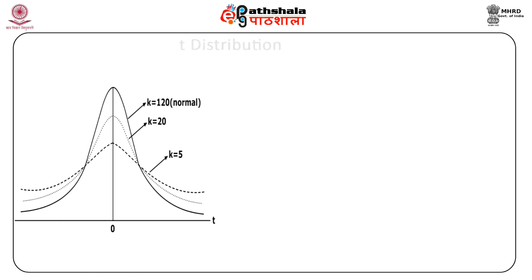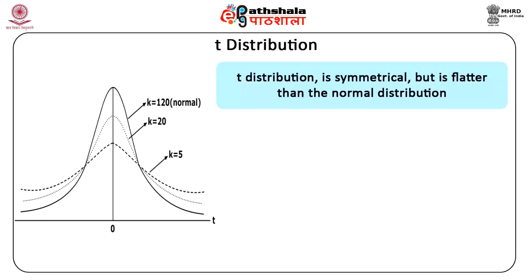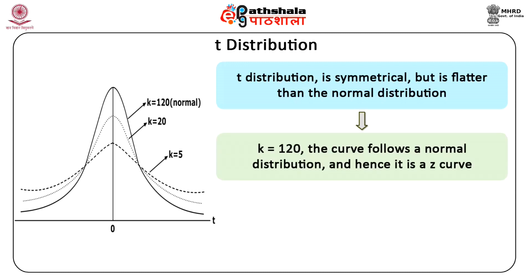The t distribution has been depicted in the figure. The figure shows the t distribution for selected degrees of freedom. It shows that the t distribution, like the normal distribution, is symmetrical, but is flatter than the normal distribution. For degrees of freedom k equal to 120, the curve follows a normal distribution and hence it is a z curve. For degrees of freedom k equal to 20 and k equal to 5, the t curves are also shown.